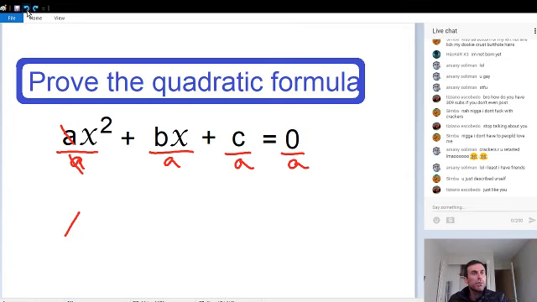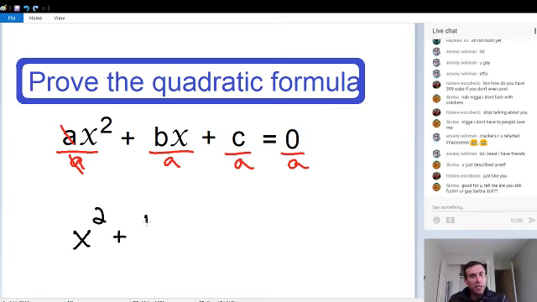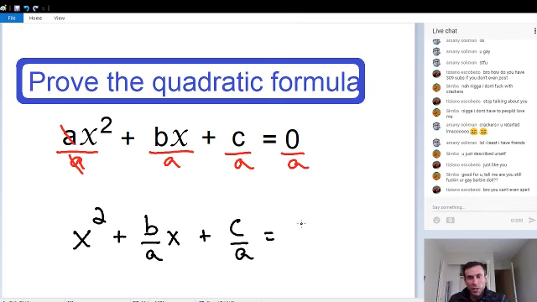Sorry, let me change this color to black really quick. All right, so the a's cancel each other out. So in front of the x squared term, we just have x squared. Then we have b over a times x plus c over a. And on the right-hand side, we have 0 over a, which is just equal to 0.